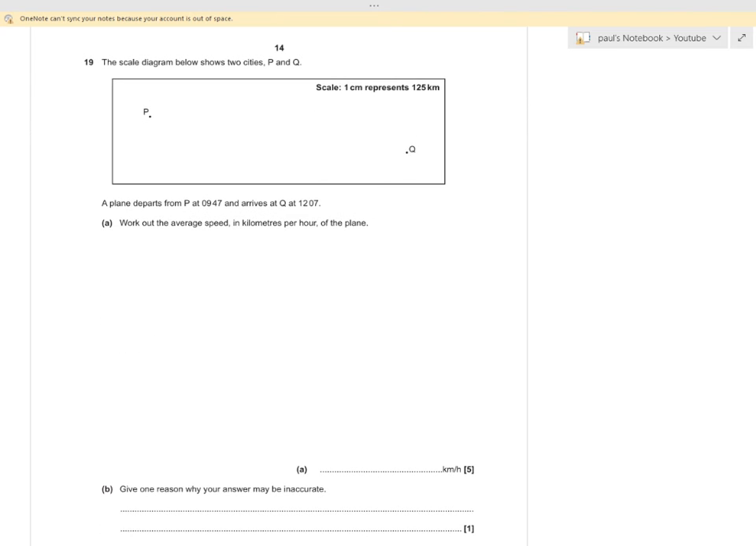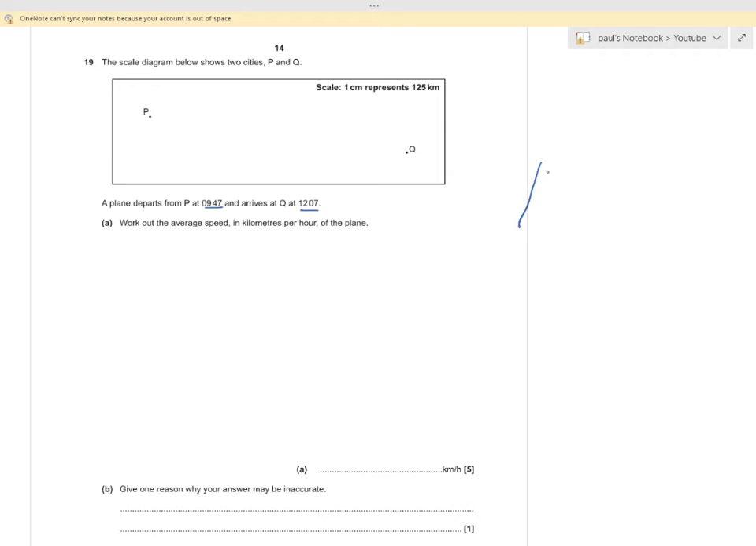And there's more. Number 19. I don't know how many questions there are. The scale diagram shows two cities, P and Z. The scale, 1 centimetre is 125 kilometres. A plane departs from P at 9:47, arrives at Z. Work out the average speed.